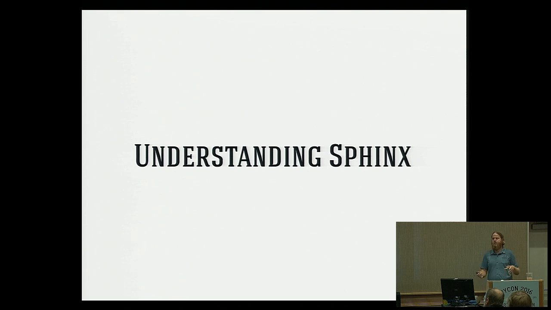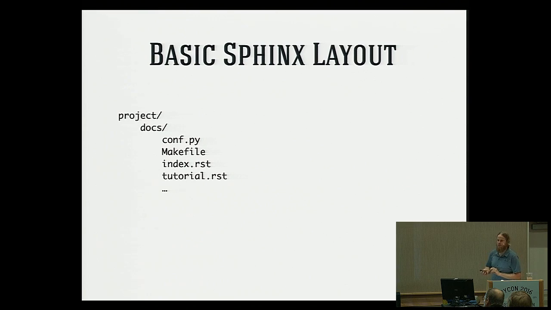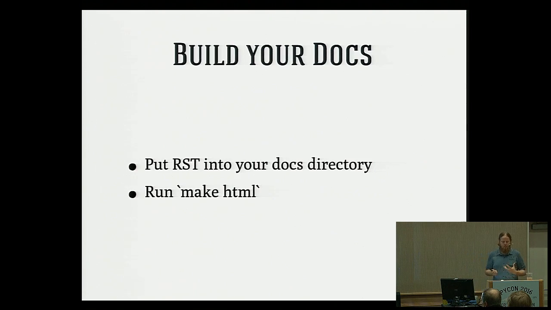So Sphinx builds on top of restructured text and gives you a full project-based view of the world. The first part of the tutorial is going to cover this, but within your project, you'll have a docs directory, and then you'll have this set of files. The conf.py is the configuration file. The makefile is just a helper that allows you to build the docs more easily. And then a set of restructured text files that will be marked up in this language. So to build your documentation, you just go in and run make html inside of the docs directory.